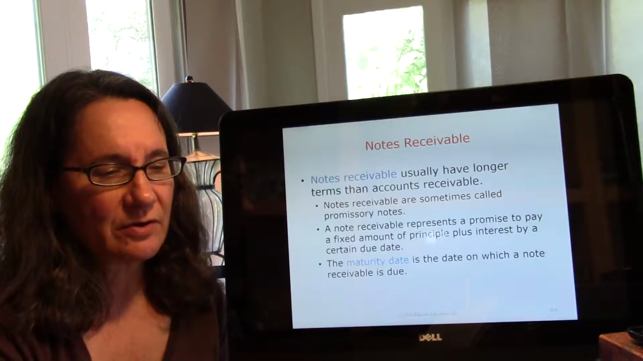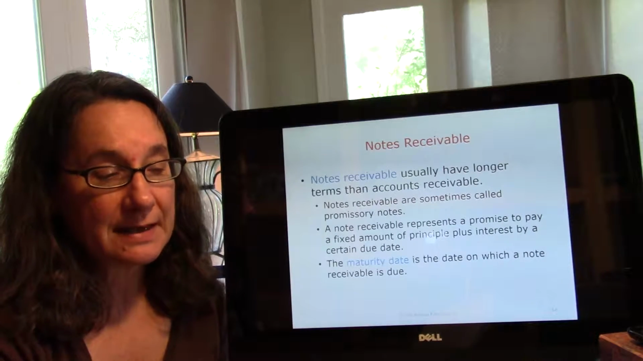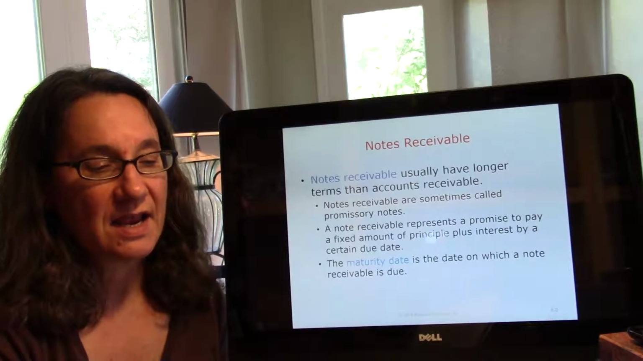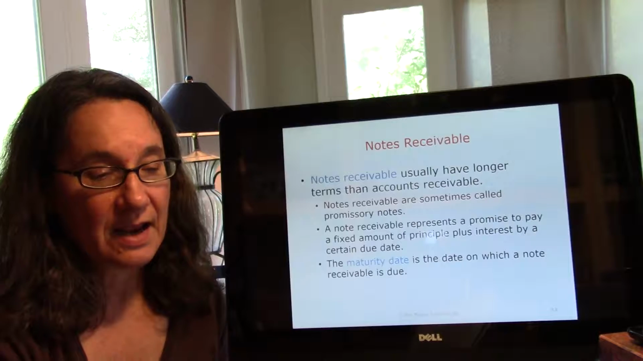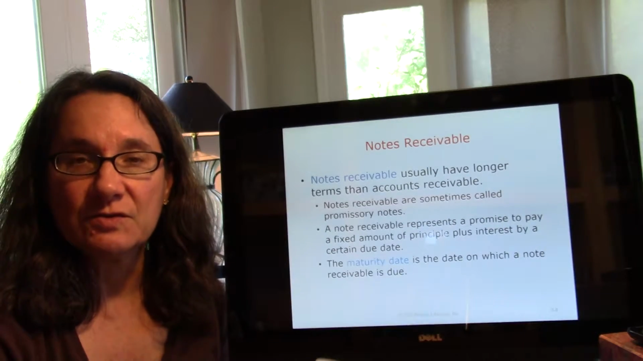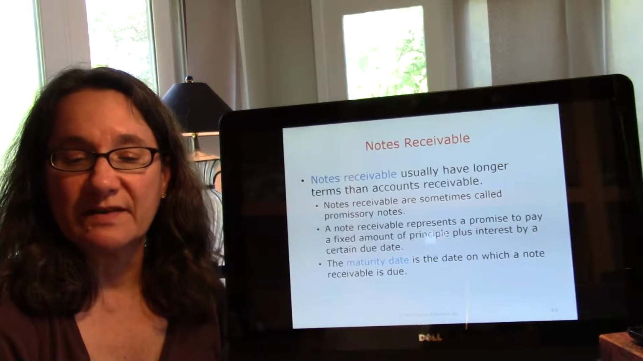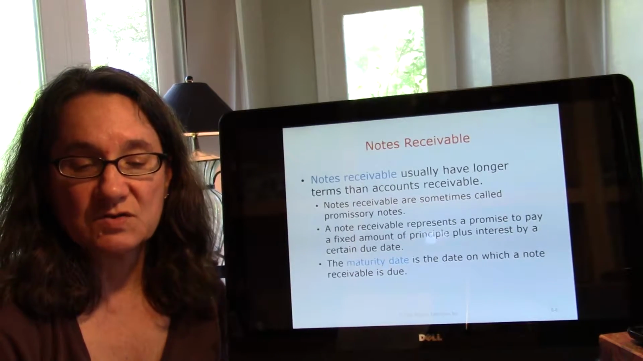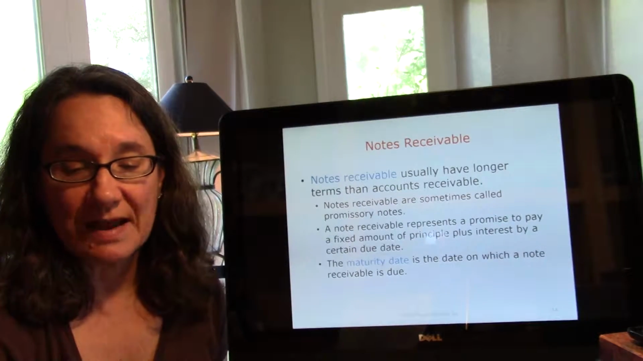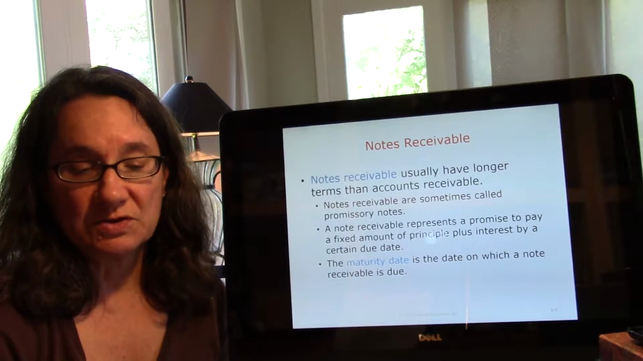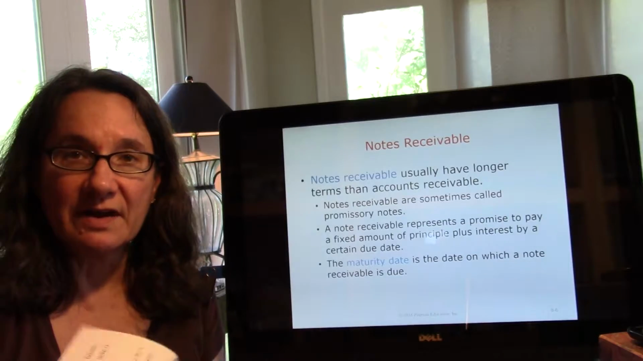Notes receivable are generally evidenced by a legally binding document called a promissory note, a written promise to pay a specified amount in the future. Usually, the signer agrees to pay interest at a specified rate. Notes receivable are generally long-term assets, but some notes receivable may be short-term assets for 90 or even 180 days.